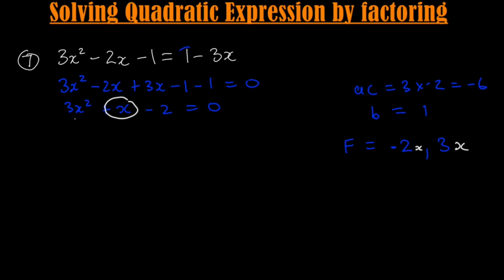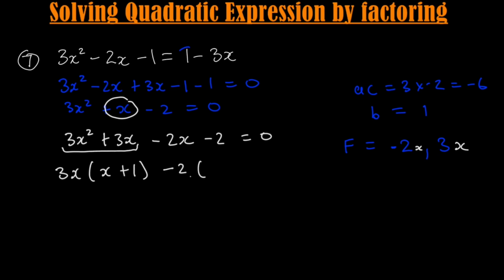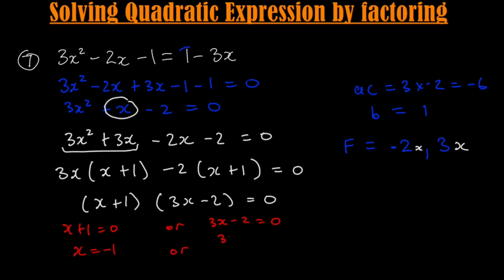So I see that this term right here, 3x squared, the common factor, it would be easier if I put the positive 3x with it, because I can factor out the 3. And we see that the c right here is negative 2, and I can easily factor out a negative 2 with the minus 2x. So I'm going to factorize. Now we're just going to go ahead and find the values of x. So our two values for x are negative 1 or 2 over 3.